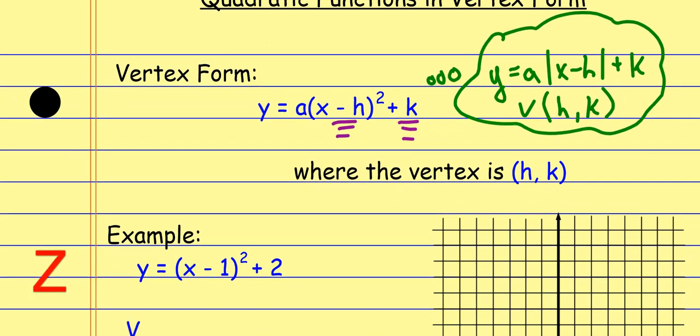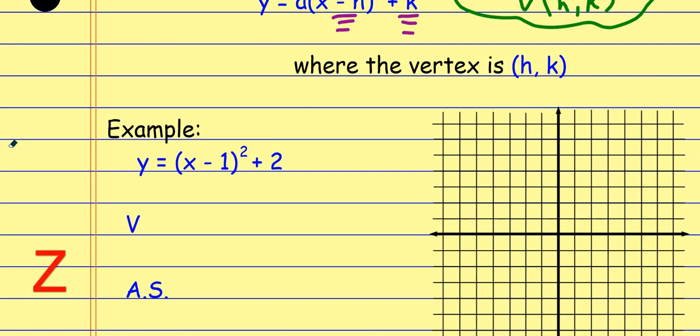For example, if I look at this guy, see it's in that format, and right here, this is the opposite of the x value, which means the x value for the vertex is positive 1, all right? And then over here, plus k, that is the k value, so that's a positive 2. And the same thing happened when we looked at absolute value. We had to do the opposite of the thing with x, but we took the other guy just the way it was. So that's my vertex, all right?